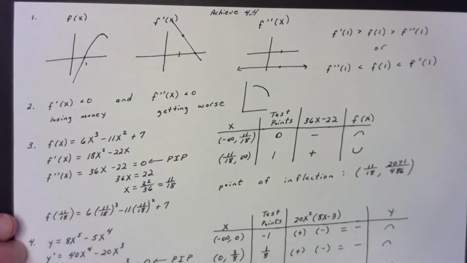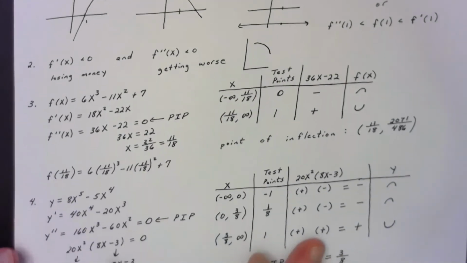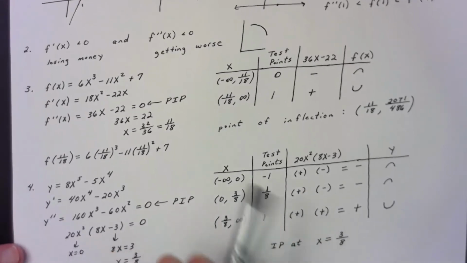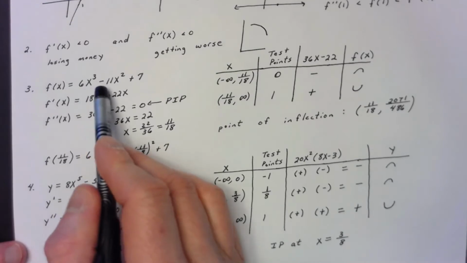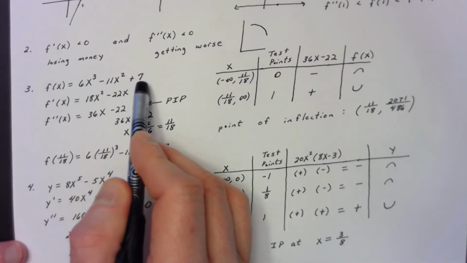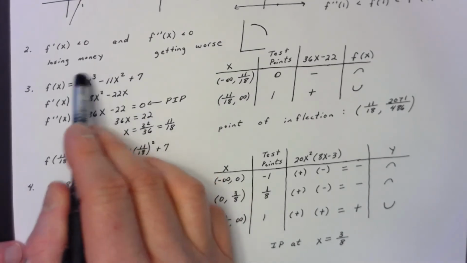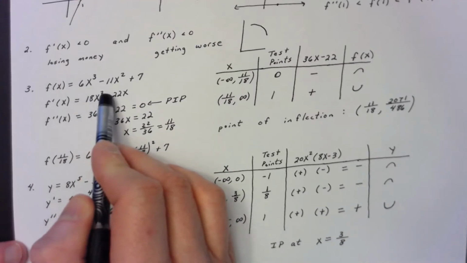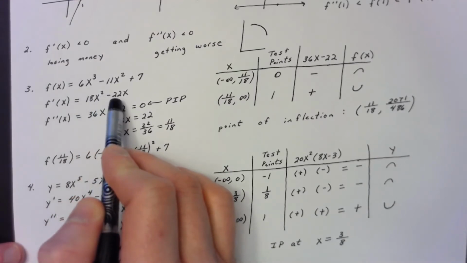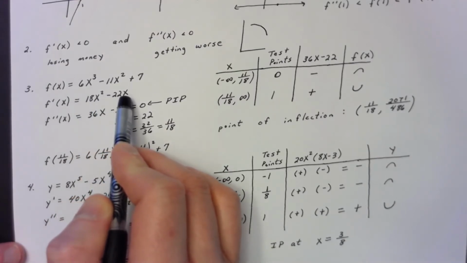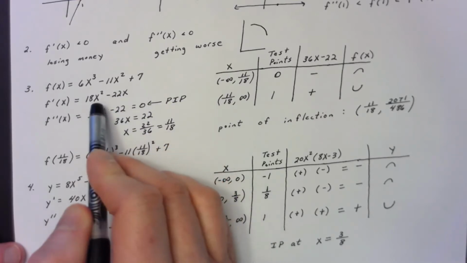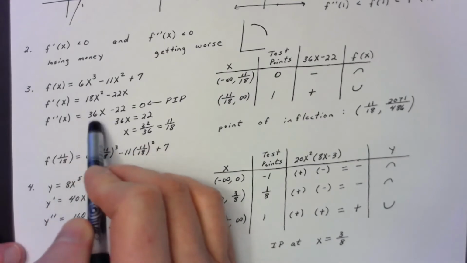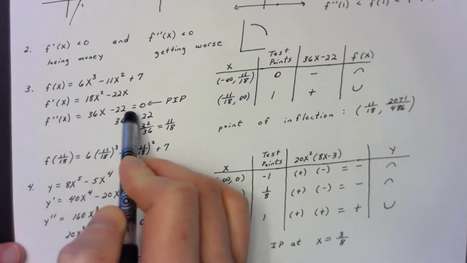Now, for number 3, it has us do our second derivative test. It will give you a cubic function here. Mine was 6x cubed minus 11x squared plus 7. I take the derivative of that to get 18x squared minus 22x. Second derivative, they didn't ask anything about critical points, so I didn't have to set the first derivative equal to 0. Second derivative, I get my 36x minus 22.